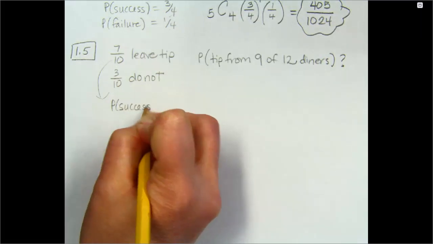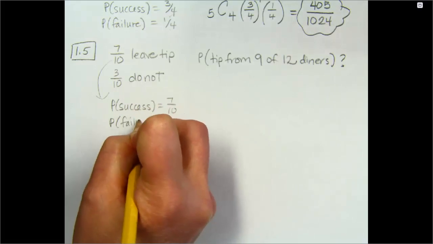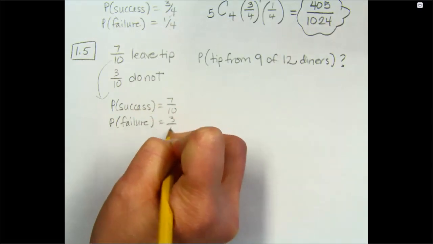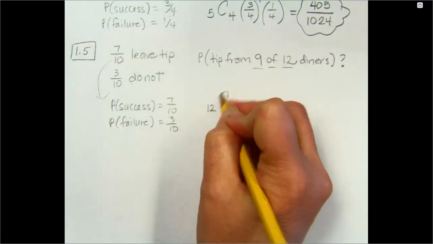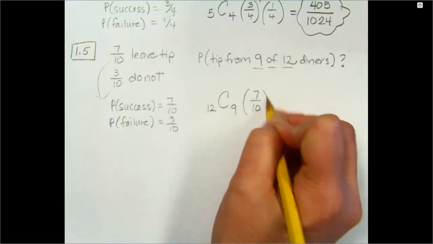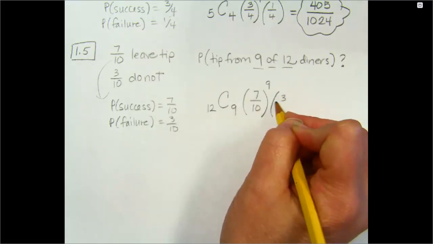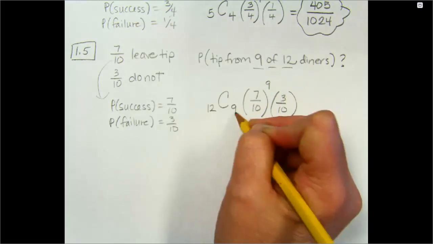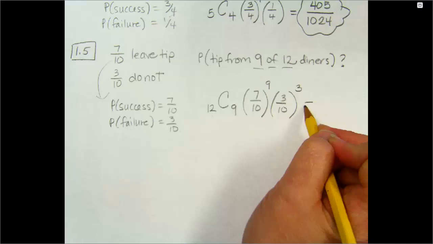You need to understand that sometimes what we call success in statistics is not like a personal success. So you can't go by personal stuff, you just need to go by the problem given to you. I want a tip from any 9 out of 12 diners, so that's 12C9 times the probability of success to the 9th times the probability of failure. Well, if I'm successful 9 times out of 12, I fail 3 times out of 12.